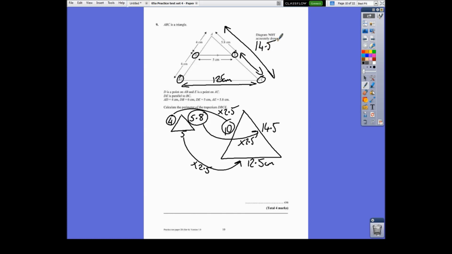So to work out EC, we need to do 14.5, take away the 5.8, which is 8.7 centimetres. So to work out the perimeter then, you would have the 6 centimetres on the left, adding to that 12.5, add the 5, add the 8.7. Altogether, that will give you 32.2 centimetres.